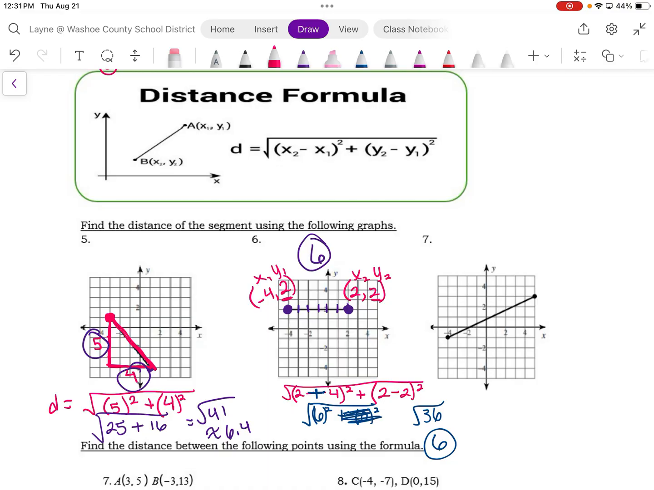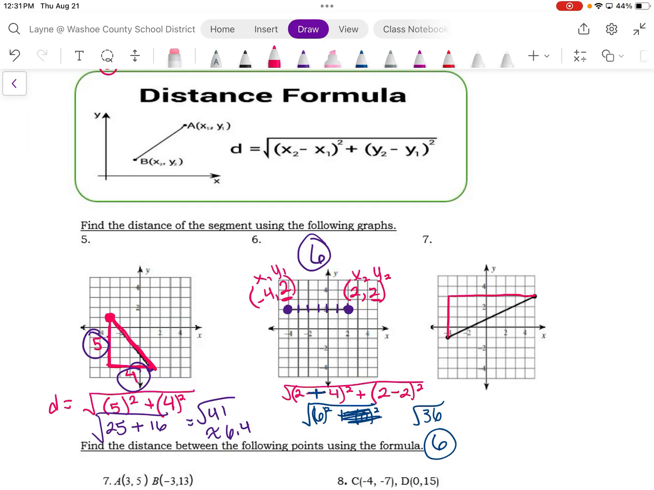All right. On the next one, I'm going to show both ways that we talked about. I'm going to do the triangle way first, and then I'll confirm with plugging into the distance formula. So I'm going to create a triangle. I can either create the triangle this way, or I can create the triangle this way.